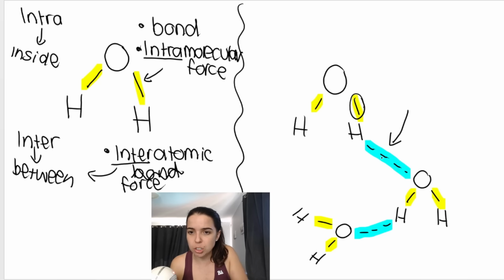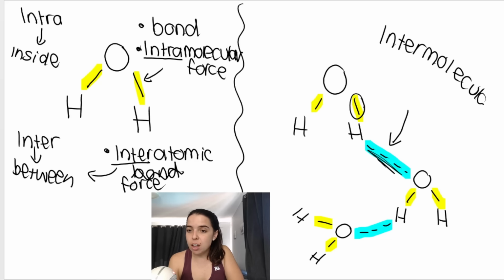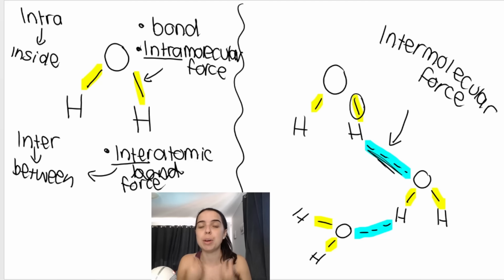This is inside the molecule. This is not inside the molecule. It's not interatomic. It's not between 2 atoms of one molecule. What this blue dotted line is, it is actually called an intermolecular force. And that is a whole other topic that you'll be learning in grade 11. Intermolecular forces. It's a very important topic, and it follows this topic that we're currently doing.